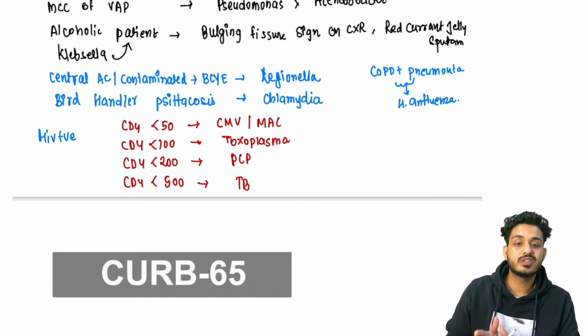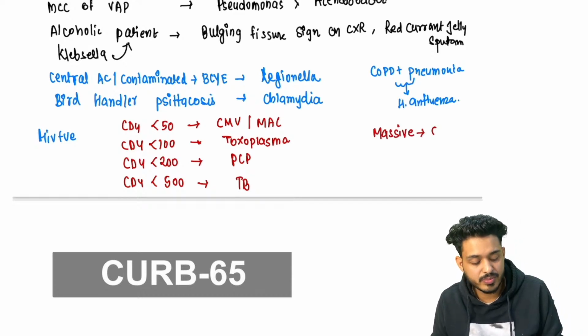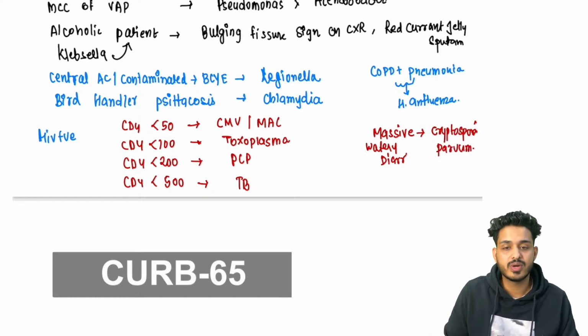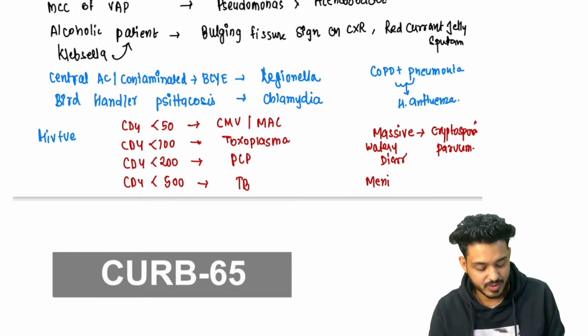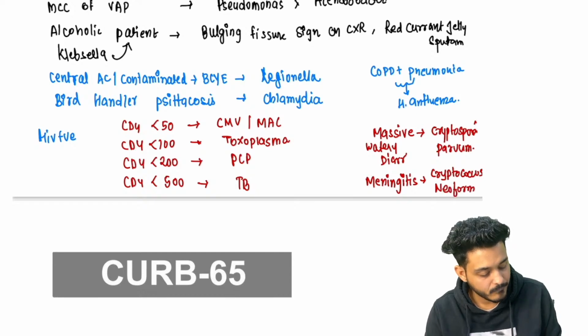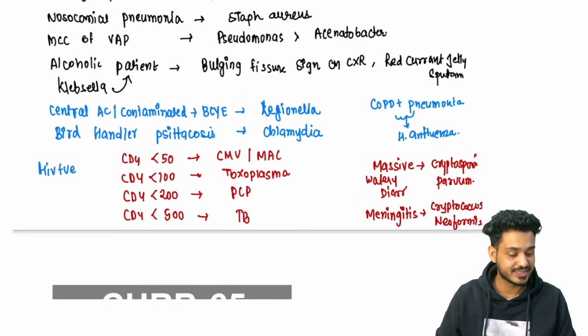right? HIV positive patient with massive watery diarrhea, that is going to be your Cryptosporidium parvum, okay. And meningitis, HIV positive patient with meningitis, that is going to be your Cryptococcus neoformans, okay. I hope you are not going to make any mistakes now, okay.